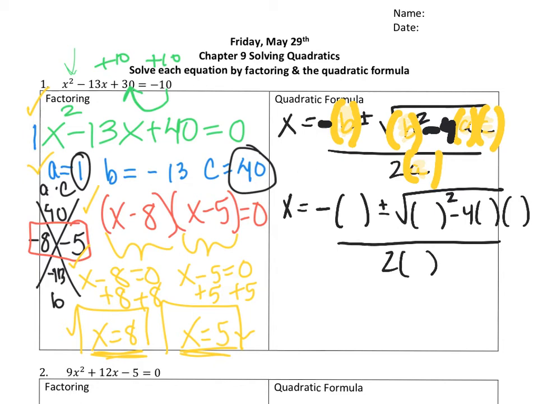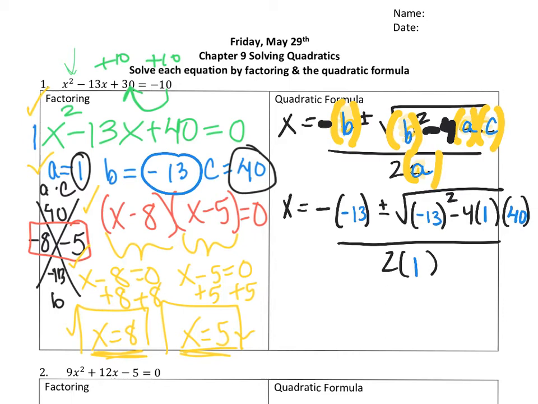Notice I'm not writing those letters that I was saying because I'm going to plug in the number, substitute. So in the b spot, we're going to be plugging in negative 13, wherever we saw b. Wherever we see a, we're going to be plugging in 1. And wherever we see letter c, we are going to plug in 40, right? This was negative b plus or minus b squared minus 4ac all over 2a. Okay, so don't forget those parentheses.